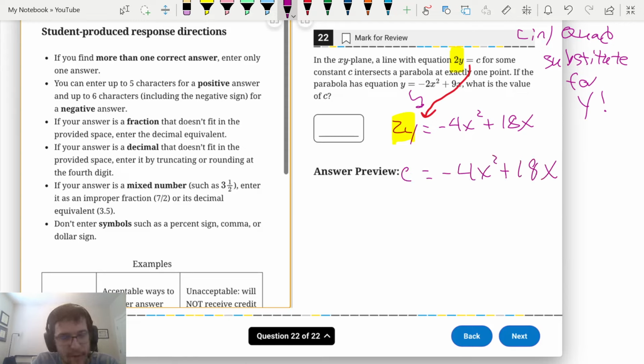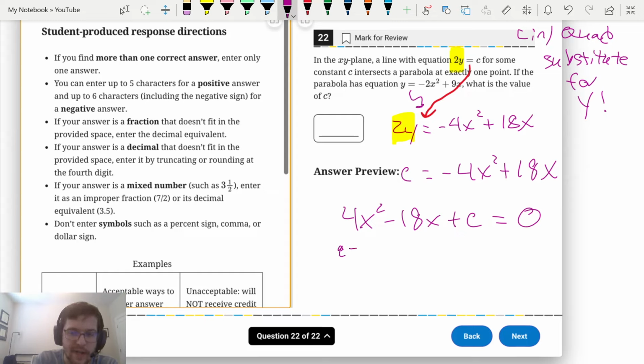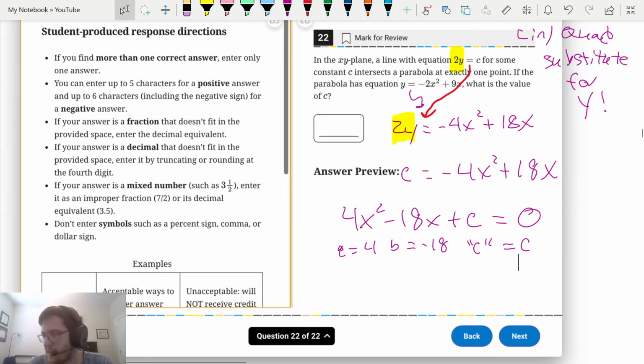Okay, same thing. Whenever we get an equation like this, a quadratic equation, we expand and we get all the terms to one side. So I'm going to move all the terms to the left side. So 4x squared minus 18x plus c equals 0. And now we're going to do the discriminant. So a equals 4, b equals negative 18, and c is equal to c. I know that's confusing that they use the same letter as in the equation. You got to try to just not let that bother you. There's not really any way around it.